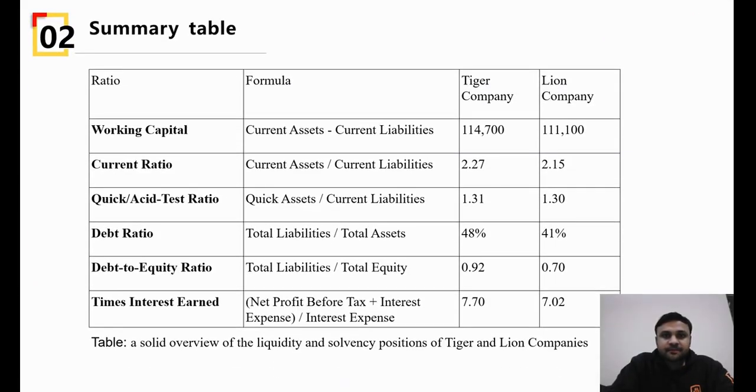So this is the table, which provides a snapshot of Tiger and Lion companies' liquidity and solvency ratios.